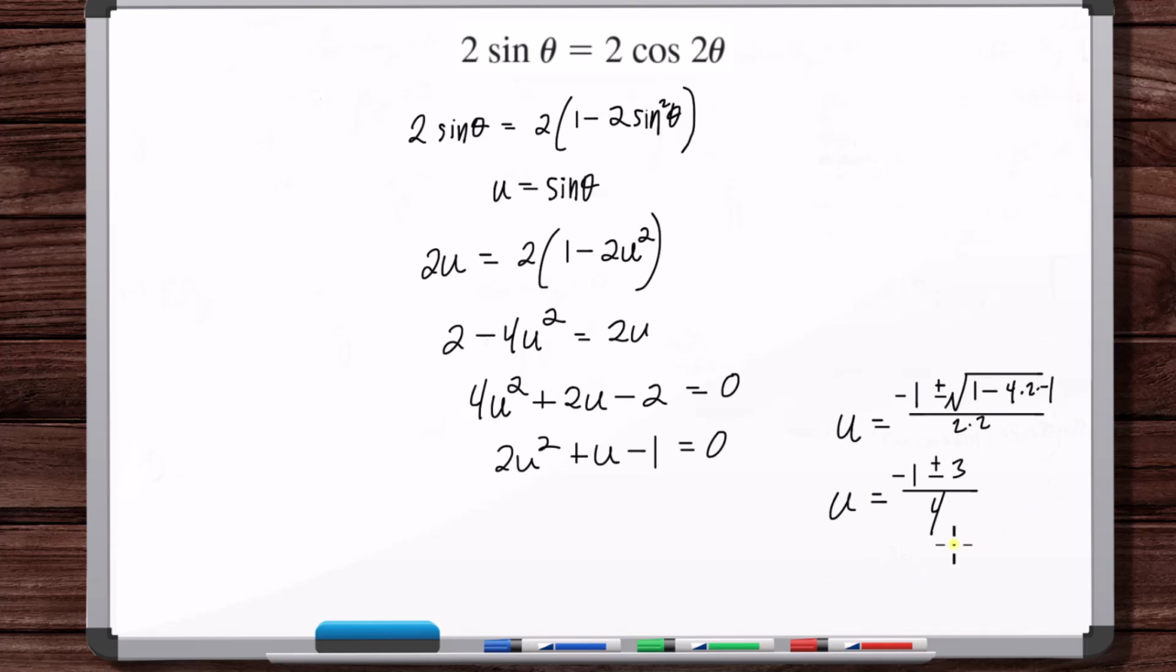So u is equal to, well, we can simplify this. u is equal to minus 1 plus 3 is 2. 2 divided by 4 is 1/2. Minus 1 minus 3 is minus 4. Minus 4 divided by 4 is minus 1. So we've got sine theta is equal to 1/2, or sine theta is equal to minus 1.